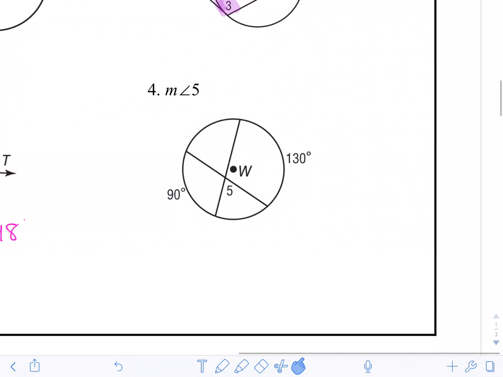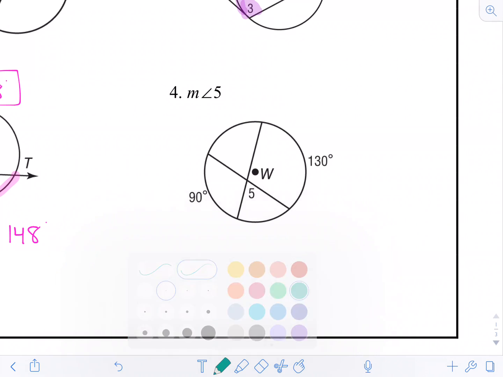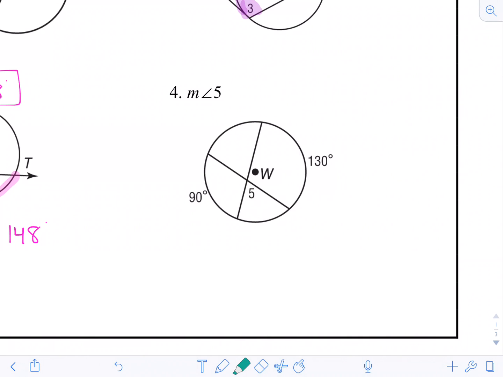Okay, last one like this, number 4. For this one, we are trying to find the measure of angle 5. I'm going to call this x because I need that angle first, since I can find that angle knowing those two arcs. So first I'm going to find the measure of angle x. To do that, you just take half of the sum of your two arcs, the 90 degrees and 130 degrees.